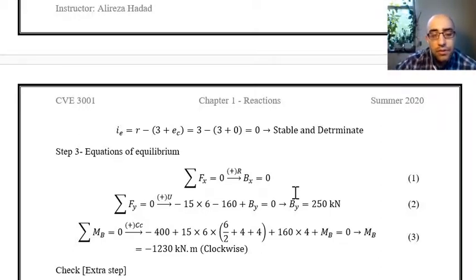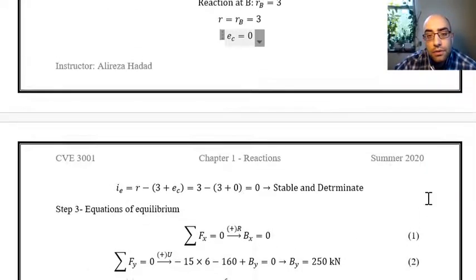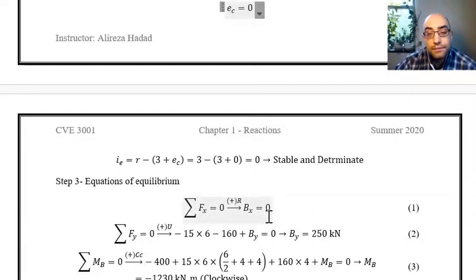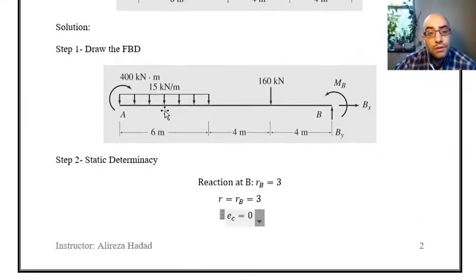The first equation is summation of forces in X equal to 0. Let me go back and take a look at the beam. This is the beam. Let's see how many forces we have in the X direction. That's just Bx, right? So Bx is equal to 0. Simple and very straightforward.